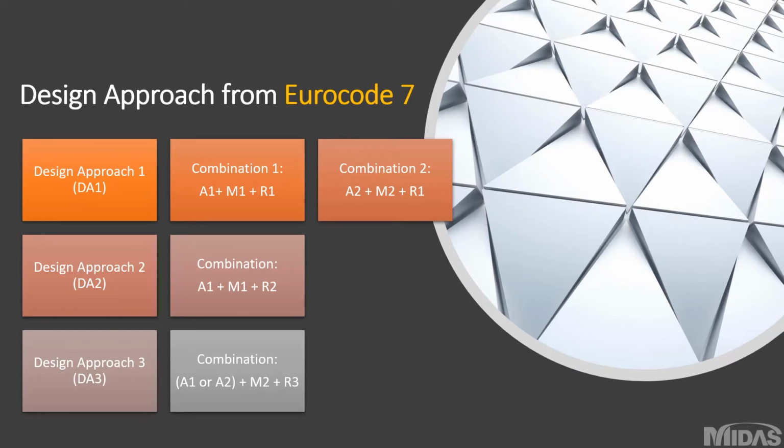There are 3 design approaches, and combinations within each design approach, for geotechnical calculation and analysis. Under the combinations, A is action, which means partial factor for applied load, M is partial factor for soil materials, and R is partial factor for resistance.